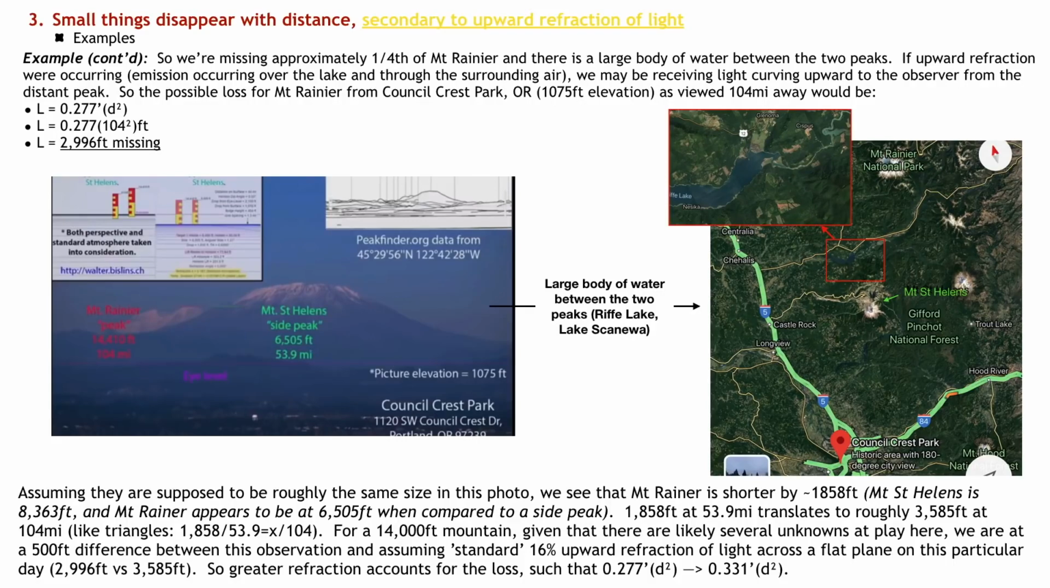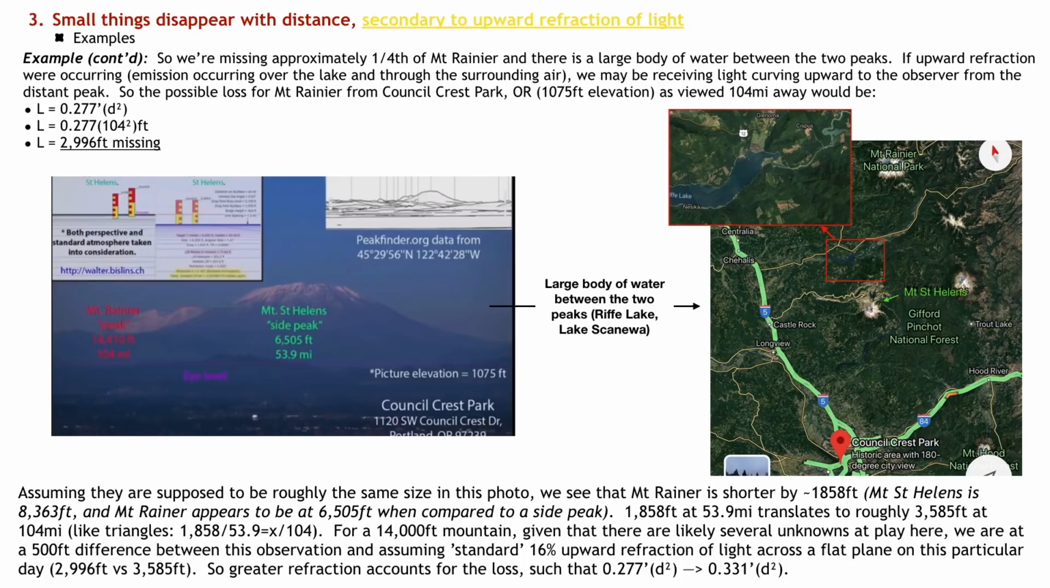If we do the Google map, we can see the body of water there between the two peaks. So assuming they are supposed to be roughly the same size in the photo, we see that Mount Rainier is shorter by approximately 1,858 feet. Again, Mount St. Helens is 8,363 feet, and Mount Rainier appears to be at 6,505 feet when compared to a side peak, which is what's demonstrated in the photograph. So 1,858 feet at 54 miles translates to roughly 3,585 feet at 104 miles. In other words, the amount of loss translated twice the distance out. Again, just like triangles: 1,858 divided by 54 equals x divided by 104.